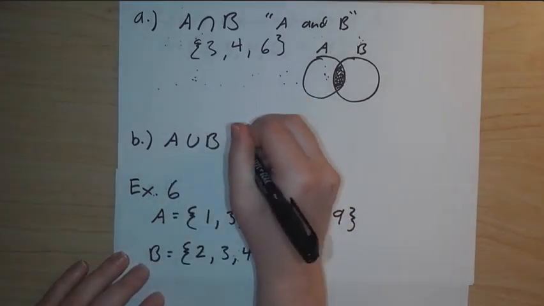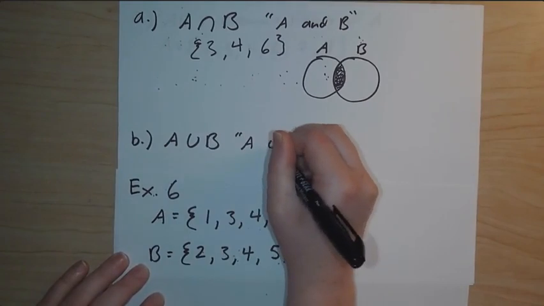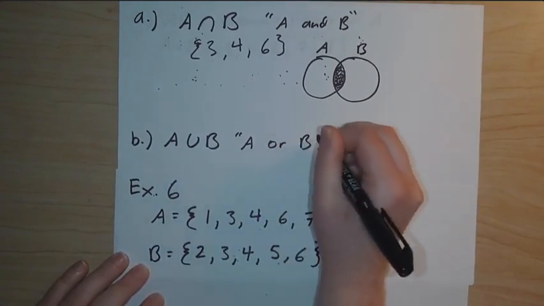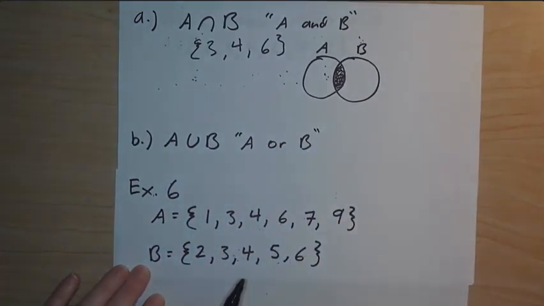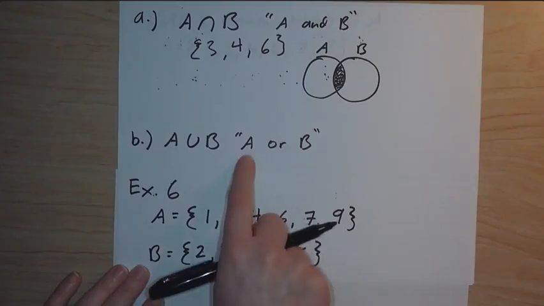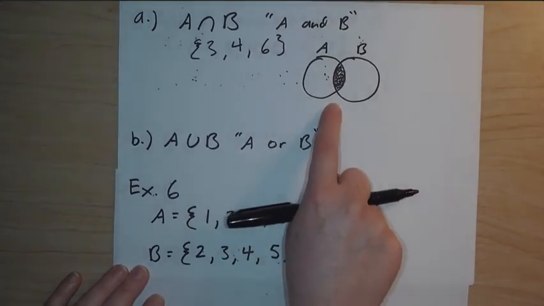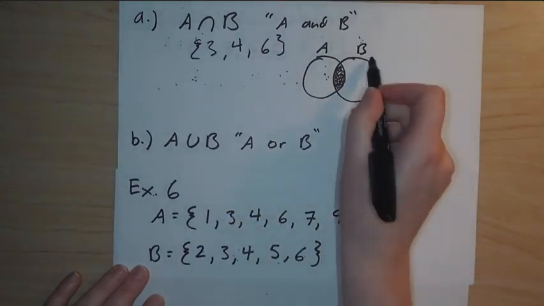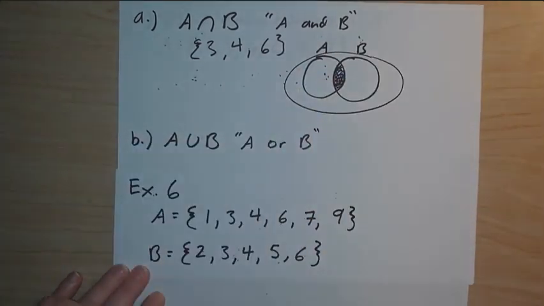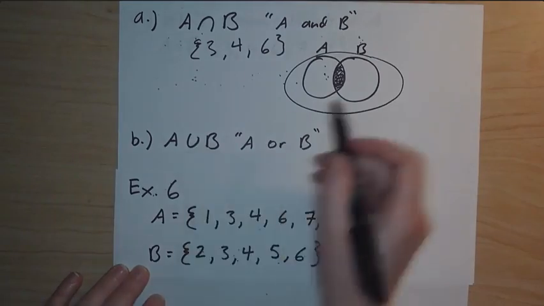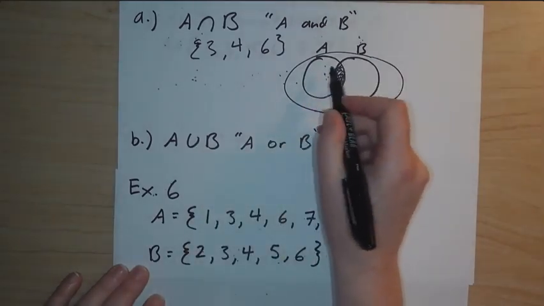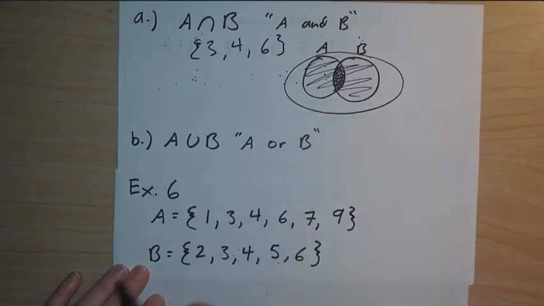Another way to say that is A or B. What this means is anything in A or anything in B. And if we look back at the Venn diagram, it's basically the same thing as saying everything that is contained within all of these sets. So it's everything, like that.